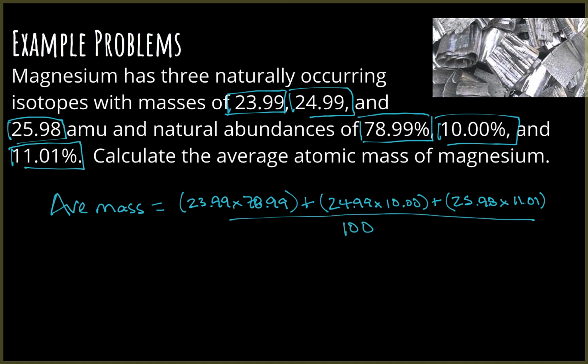Again, mass times abundance of the first plus mass times abundance of the second. Since we have a third one this time, mass times abundance of the third, all divided by 100. We're going to round to 2 decimal places again. So 24.31 AMU is our average atomic mass of magnesium according to this data. Again, check those numbers. It should be really close to the average mass that's listed on your periodic table.